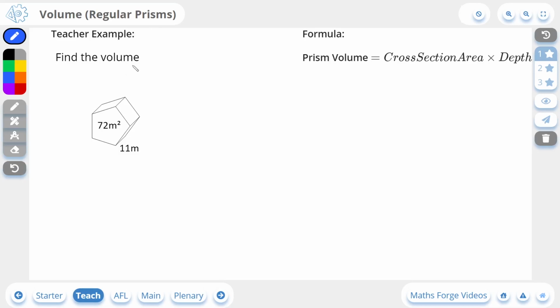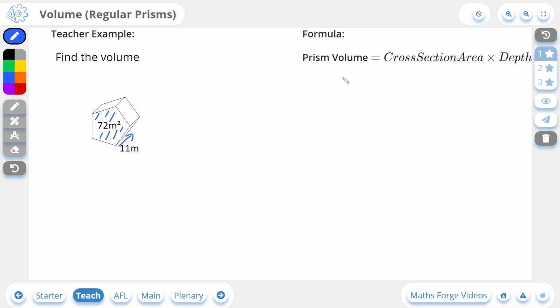Here we're being asked to find the volume of this pentagonal prism. They've given us the cross-sectional area at the front here, which is 72 meters squared, and that's this area here for the front face. And then they've given us the depth of the prism, which is 11 meters.